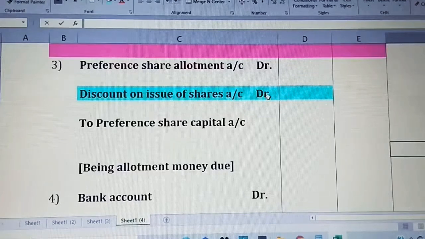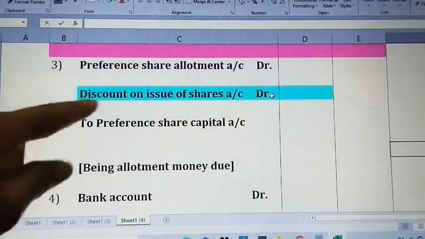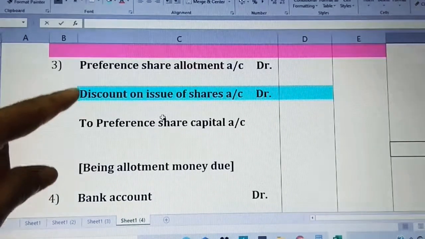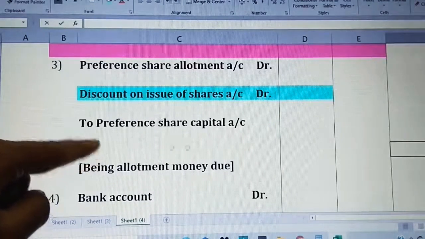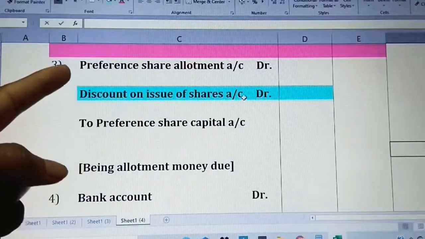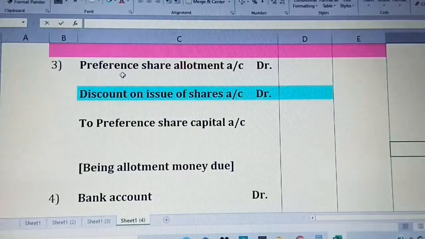Premium is credited, discount is debited. There is only this difference. If it is securities premium, you will credit it, that is after share capital, but if it is discount, it will be debited. Clear? Okay, now let us go for the calculation.